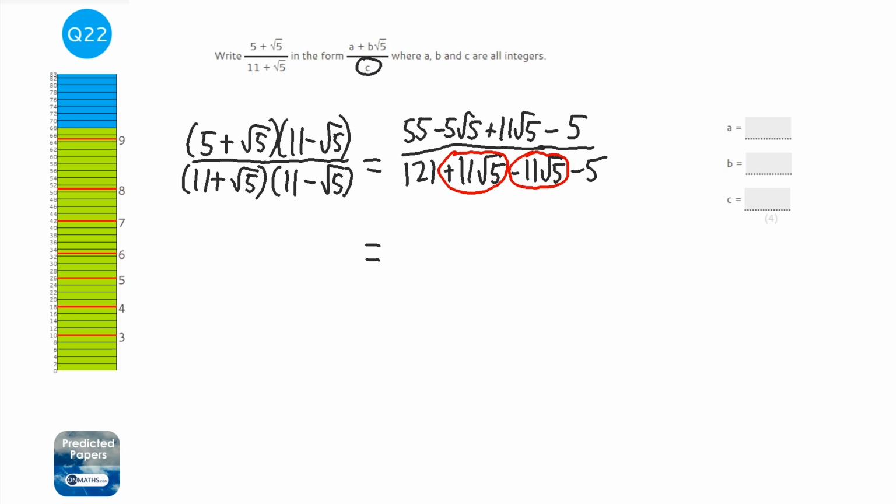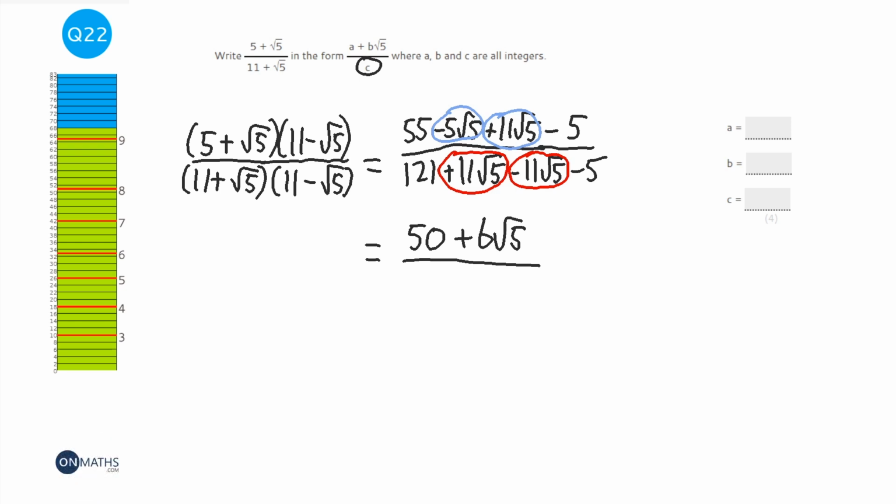So let's simplify the top. 55 take away 5 is 50. And minus 5 root 5 plus 11 root 5 is going to be, well, if you think about it, you've got 11 of something and you're taking away 5 of it. Well, what you're left with? Well, you're left with 6 of it. So it's plus 6 root 5. Okay, now let's go through the bottom. Well, the two middle ones have cancelled each other out, so it's 121 take away 5, which is going to be 116.